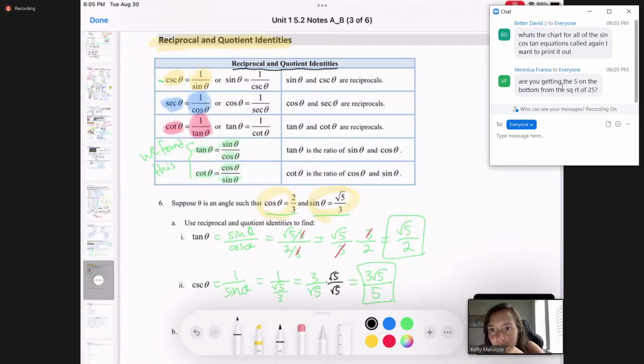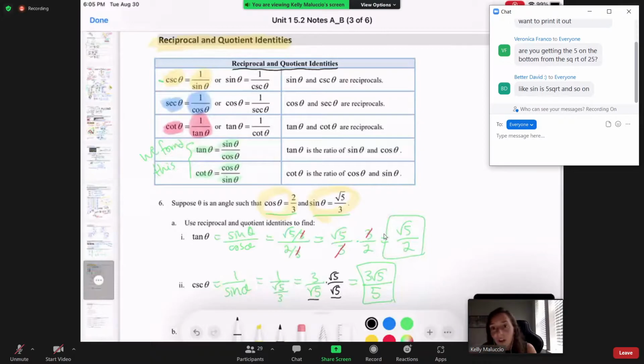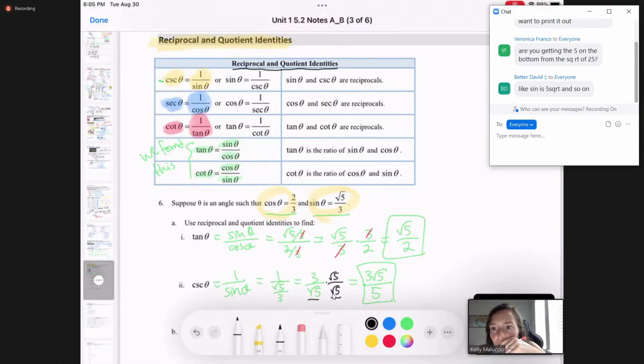And then Veronica says, are you getting the 5 on the bottom from square root of 25? Yeah. So on that bottom here, I multiplied, I got square root of 5 times square root of 5 is square root of 25. And so that's just 5.